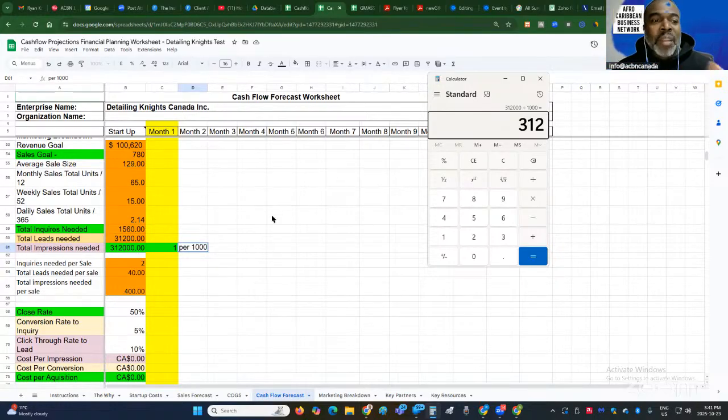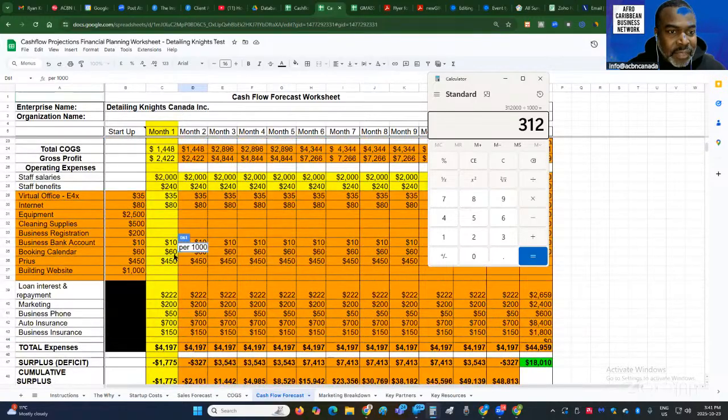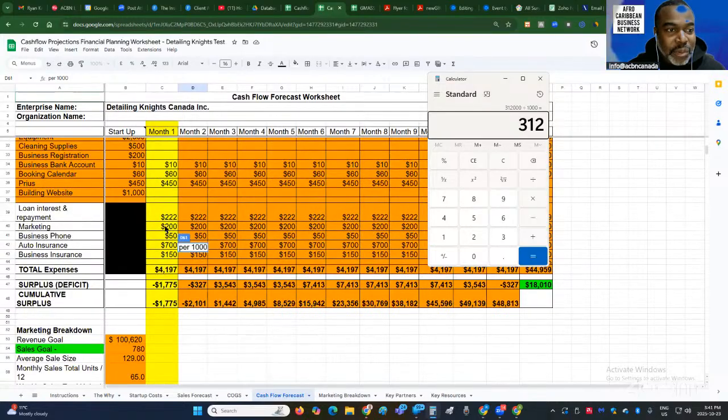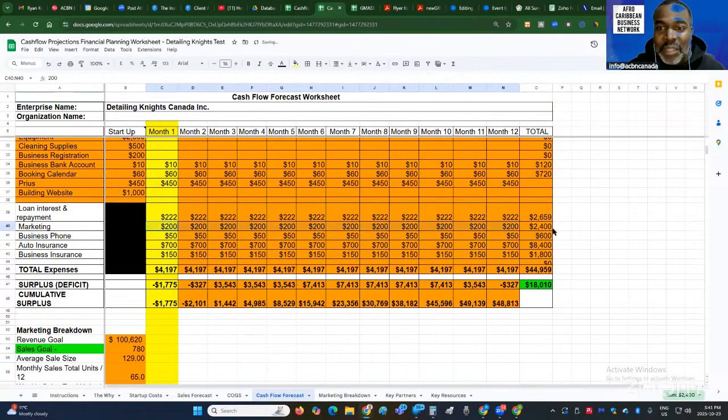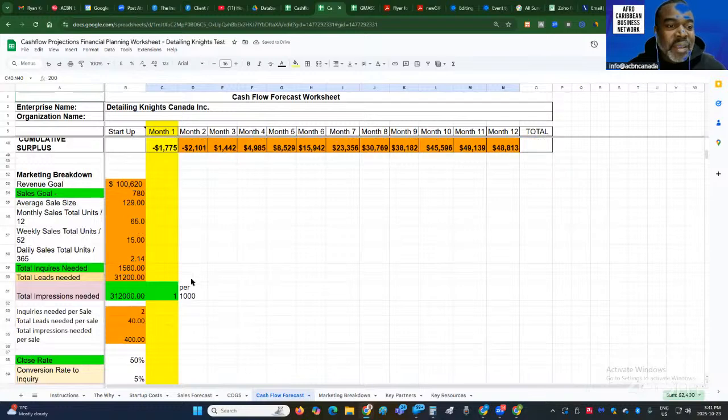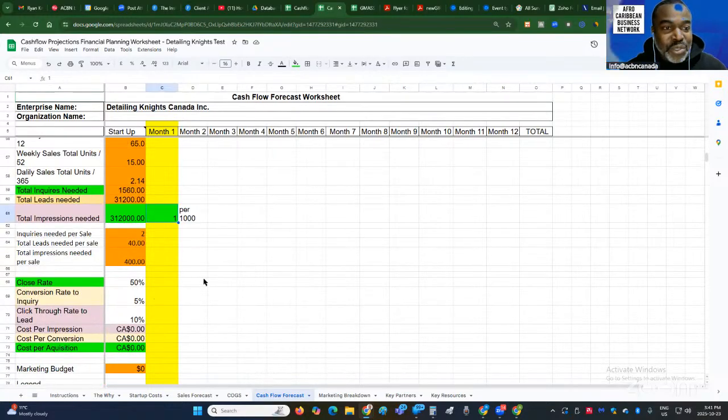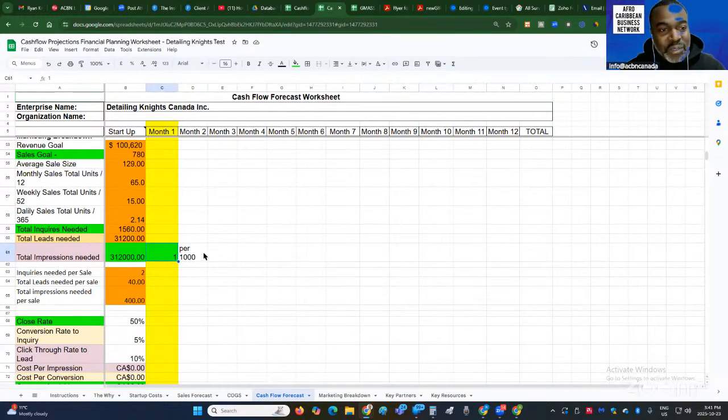That might be low, but let's say that's the case. That means our marketing for the entire year would only be $312 and we would hit this. If everything worked out well and these estimates were true, we would put $312 into our marketing for Google Ads. We would get this many impressions.